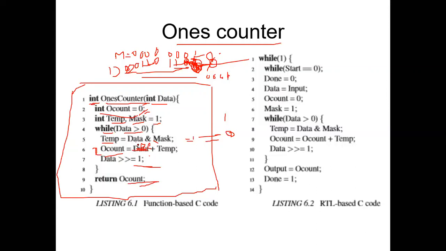If we are moving to hardware, we cannot simply write this while data greater than 0 and all this. Data greater than 0 we can execute, but this function code we cannot do in hardware, since C code is basically function-call based. So instead, we are modifying this particular code so that it will be suitable for an RTL-based implementation.